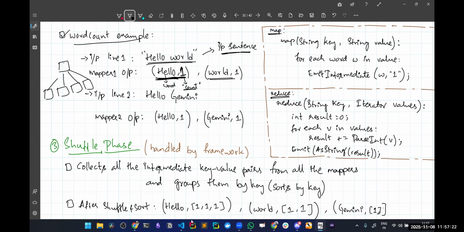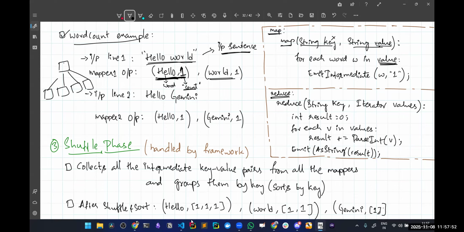Here is the pseudocode for it, where we take a string key and a string value. Earlier we said that there will be the file offset and then the sentence. The string key is your file offset, and the value is the sentence. We are interested only in the value. We are not using the key at all here, but we will take it as a parameter for our map function.